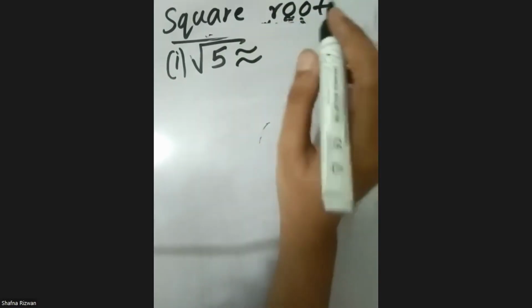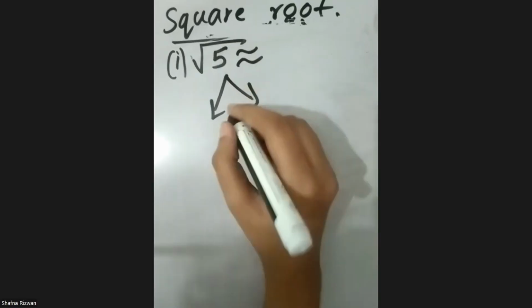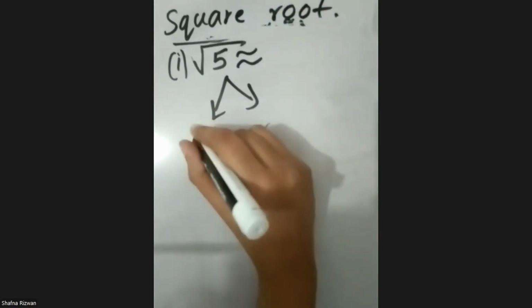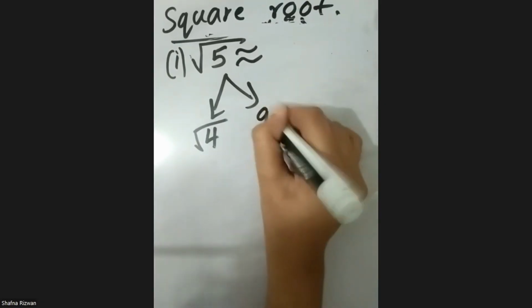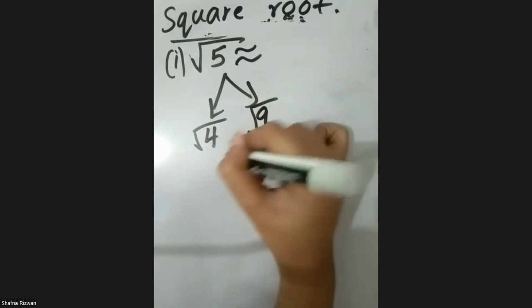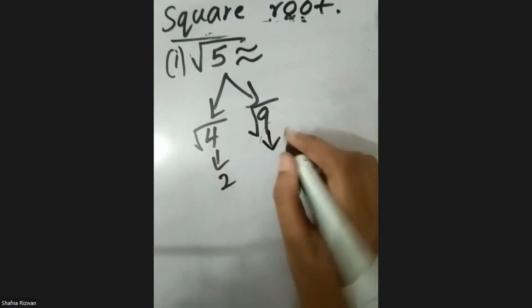So now what are we going to do? We are going to see the two values which are closer to it. That is 4, which is closer to it and less than 5. And another value that will become 9, that is greater than 5. And what's the value you can take for the square root of 4? That is 2. And the square root of 9 will become 3.